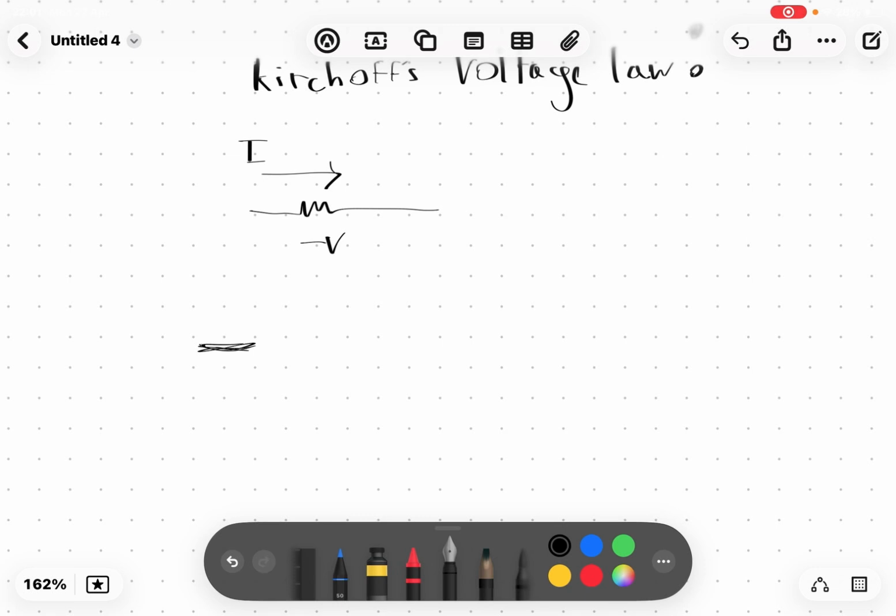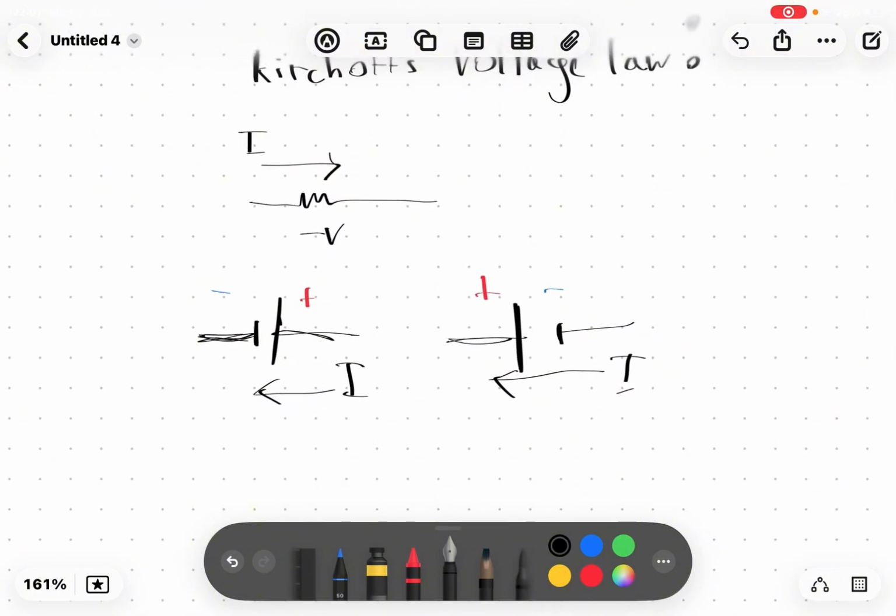Let's say we have a battery, right? A battery, positive, negative, and let's quickly draw another battery. Positive, negative, and over here the current is going like this. Over here the current is also going like this. So which one do you think will have positive and which will have negative voltage?